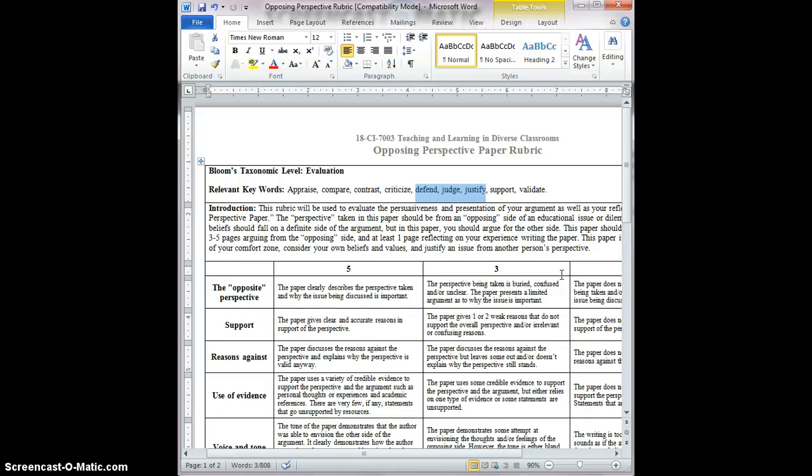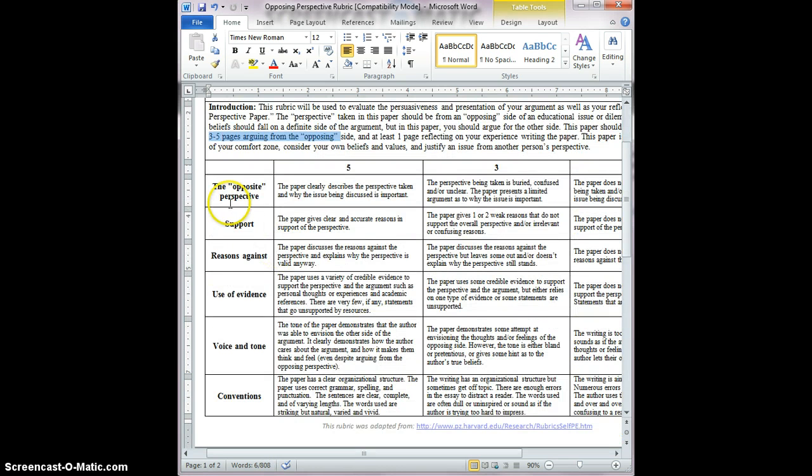Your paper should be about 3 to 5 pages in length, where you persuasively take on this other perspective. These main components here in the rubric relate to these 3 to 5 pages. You will also need to include at the end of the paper a separate page or more reflecting on your process to write this paper, as well as how it made you feel and how it was related to its corresponding module on prejudice reduction.